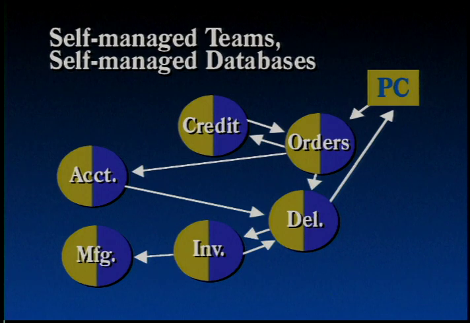If the server gets overloaded, they get another server. Each team can modify, customize business procedures to meet local requirements. And no central organization has to try to figure out how to handle dozens, hundreds, thousands of local modifications into an already overloaded, already unmaintainable central system.